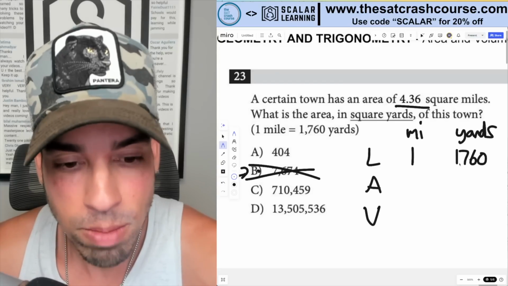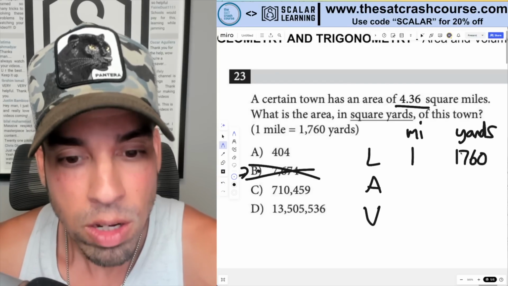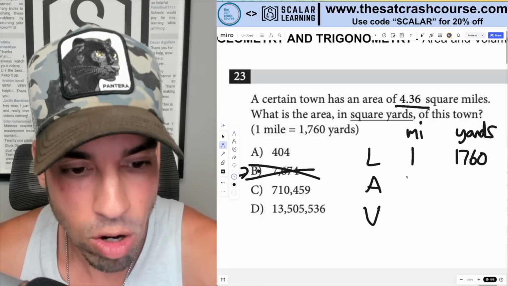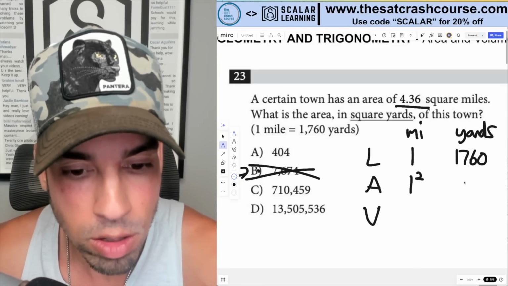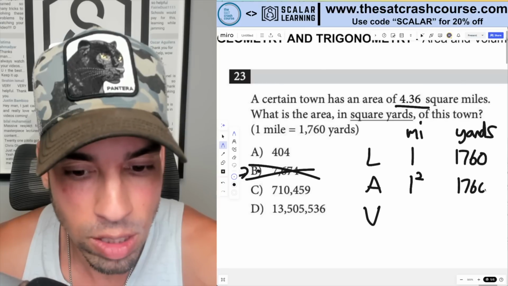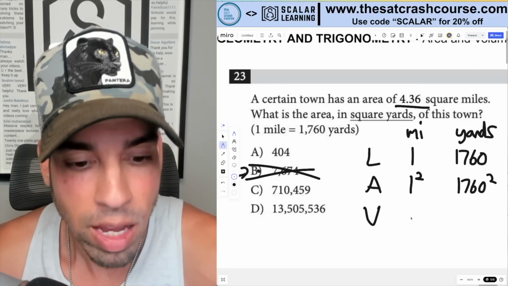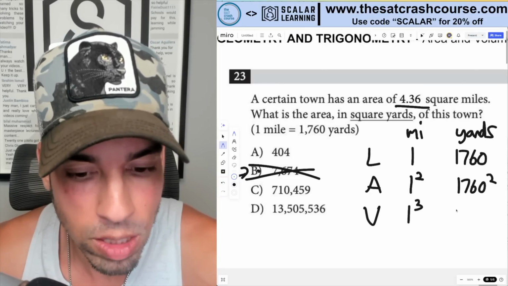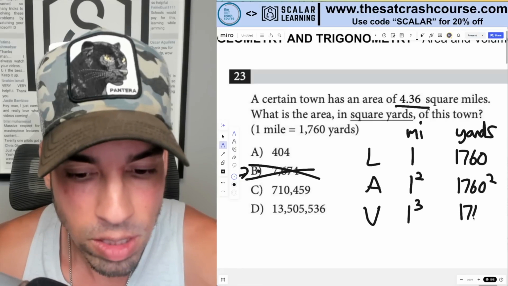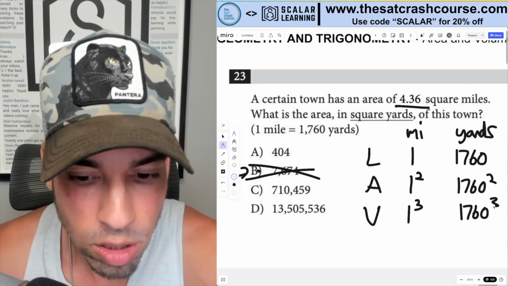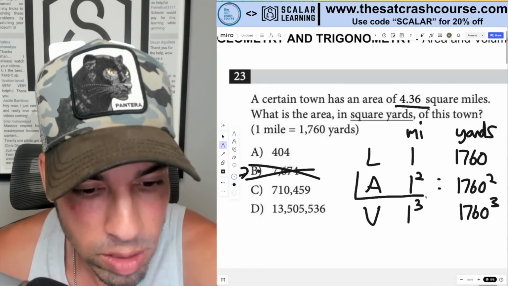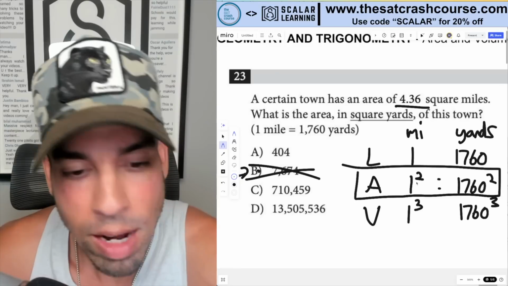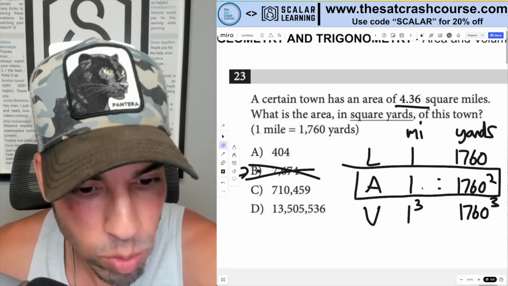And we can apply that same logic here, right? If 1 mile equals 1,760 yards, then for area, for square miles, 1 mile squared is going to equal 1,760 yards squared. Likewise, for volume, 1 mile cubed is going to be the same as 1,760 yards cubed. So now this is the ratio. This is the equivalency that we want to use. And obviously 1 squared is 1, so we can just rewrite that as 1.